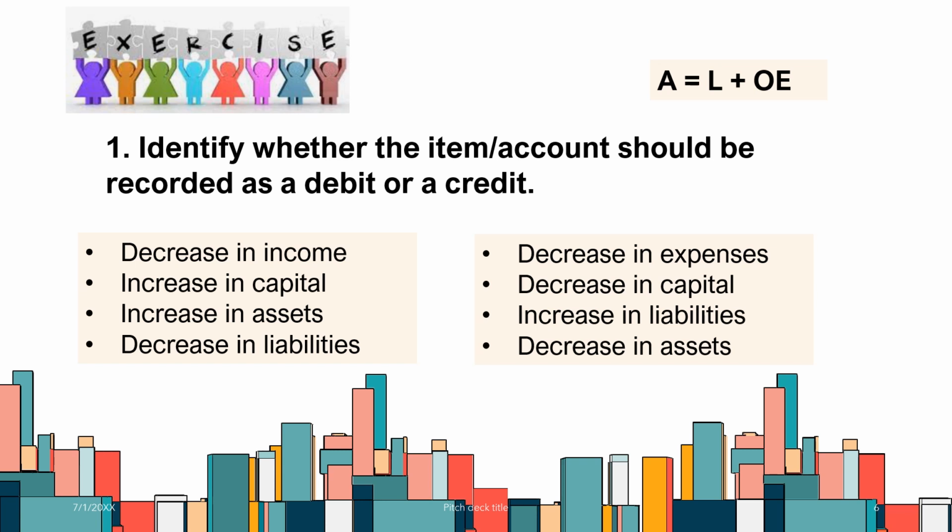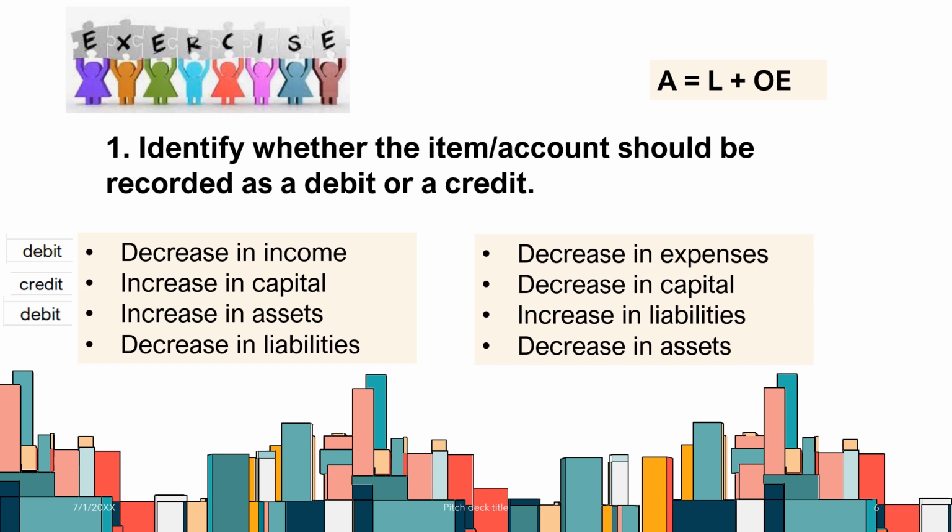And when we decrease owner's equity, we usually, and we should, debit. Okay, how about increase in capital? So it's very easy. Increase in owner's equity, you will credit. How about increase in assets? Okay, since assets are found on the left side of the equation, you debit.